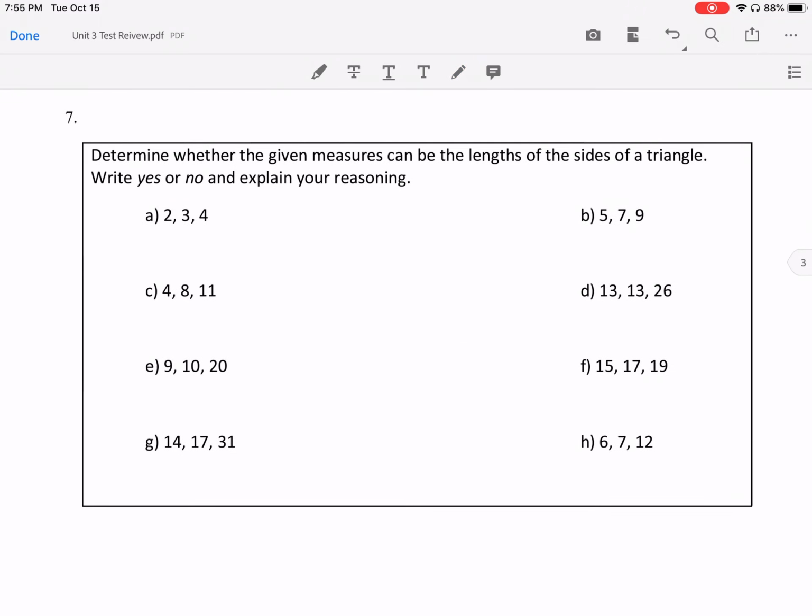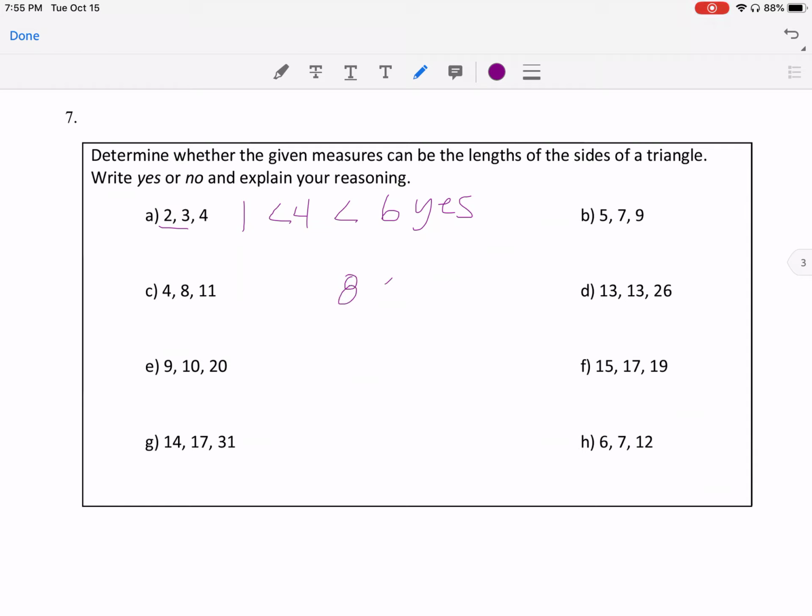Number 7, so what we do when we go through this is we just pick a side and we make sure it is greater than the difference and less than the sum of the other two sides. So I picked the 4 here, then I'm looking at the 2 and 3. So it has to be less than 6 and greater than when I subtract them, which is 1. So this would be yes. Okay, this one right here, let's say I picked 8. So then I'd add these two, that's going to be 15. I'd subtract them, and that's going to be 7. Is 8 between 15 and 7? That would be a yes.